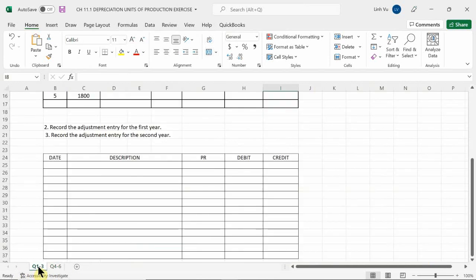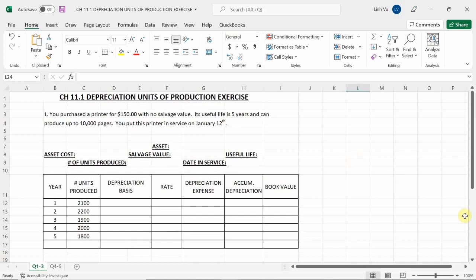All right, so let's go ahead and do the exercise together. So here's the exercise. We're going to fill out this table.